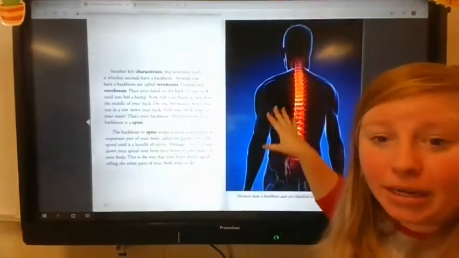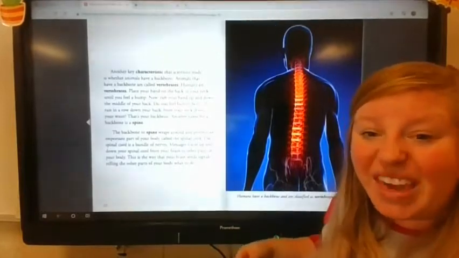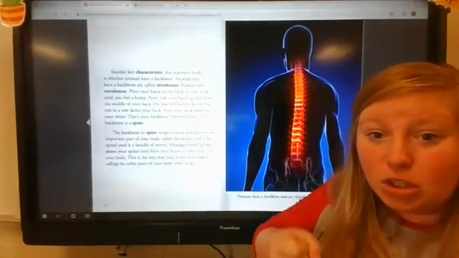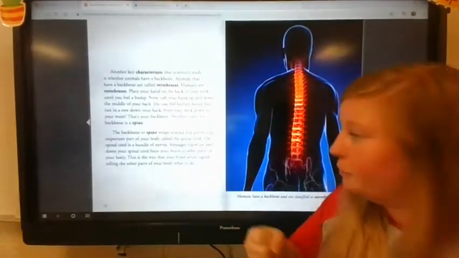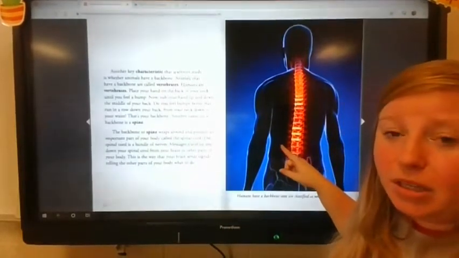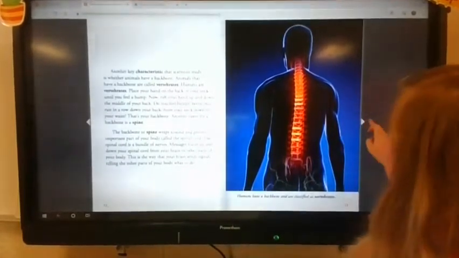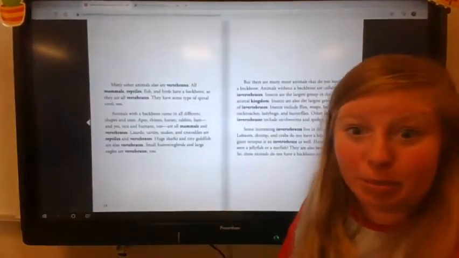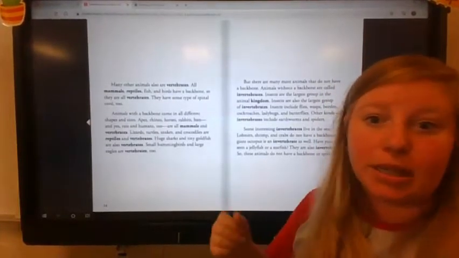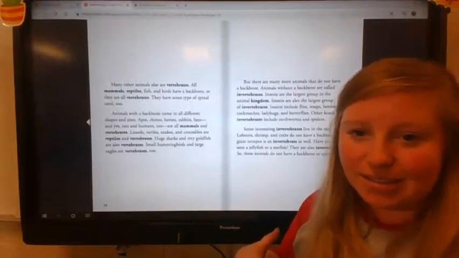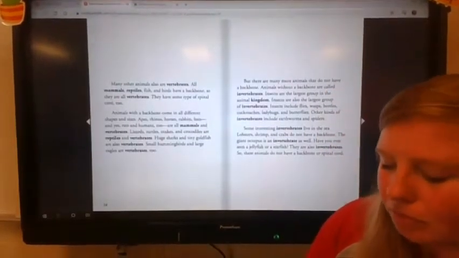Now, their bodies don't look like ours, right? So theirs is going to look a little bit different, but they have that spinal cord, that cord of nerves that helps their body move and stop and go. And they have their spine or their backbone that protects it, just like we do. So we are all vertebrates. We are in the same classification or the same group as apes and sharks and rats and hummingbirds, okay? So let's read the next page.